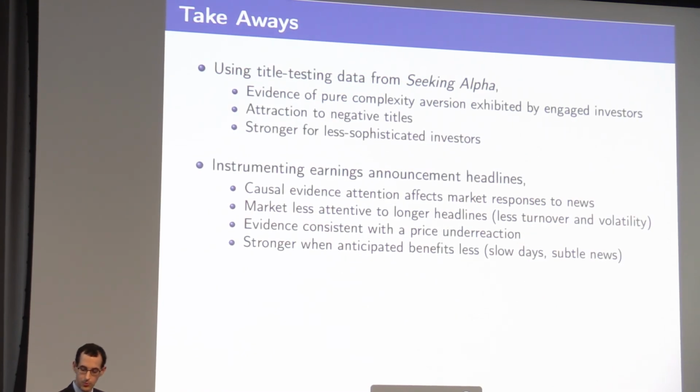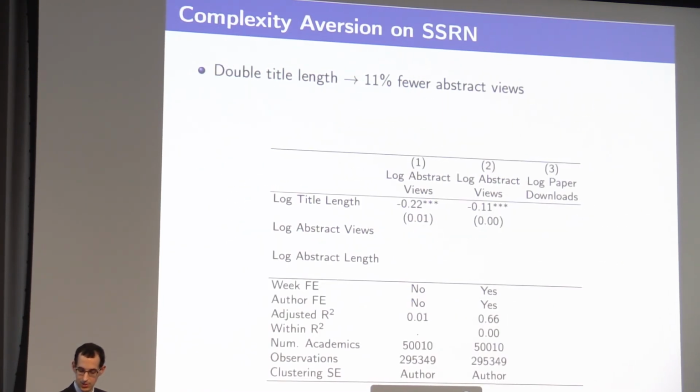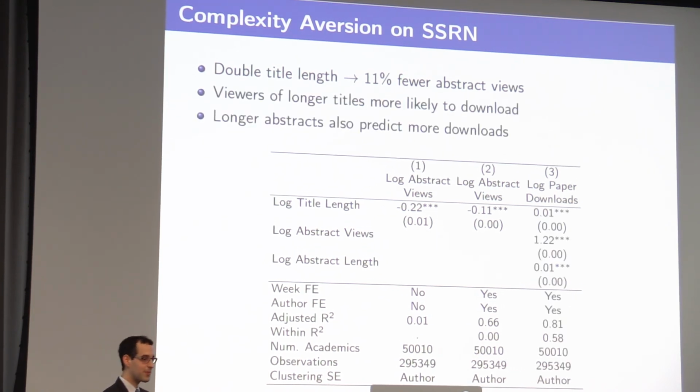Those are the takeaways. And one interesting thing that I like to show audiences, maybe a sophisticated audience with some of us PhDs, is that if you look at academics and how their papers fare, I can control for author fixed effects, that's a technical term. I get almost the exact same coefficient, title length negative 0.11, with abstract views. This is food for thought.